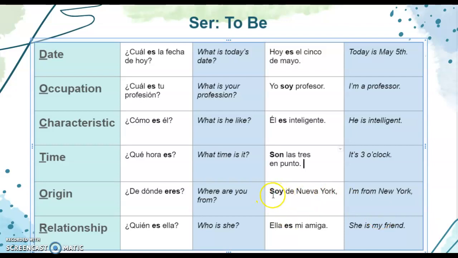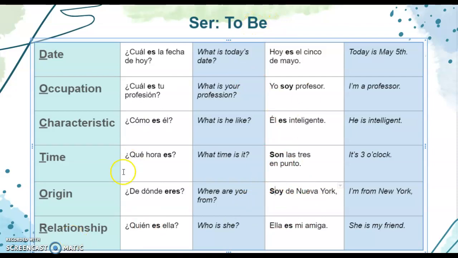And you'll notice this sentence doesn't have yo. It doesn't say, yo soy de Nueva York. And in Spanish, that's just a quirk of the language. You don't have to include the subject pronoun if it's clear who the subject is. You can say, yo soy de Nueva York, but you don't have to. You can just say, soy de Nueva York. The yo is optional. We know that you're talking about yourself because you conjugated ser to soy.